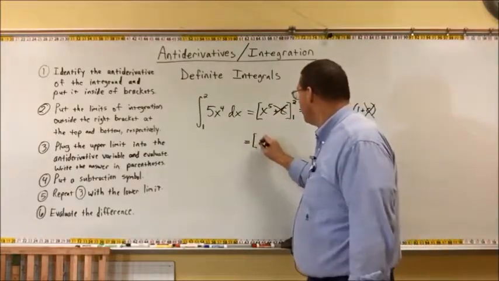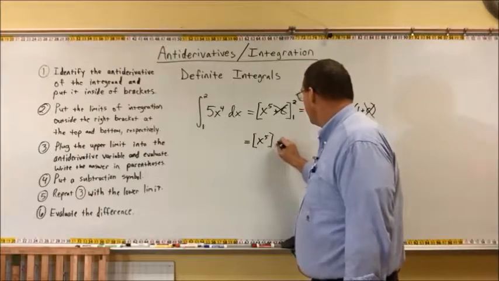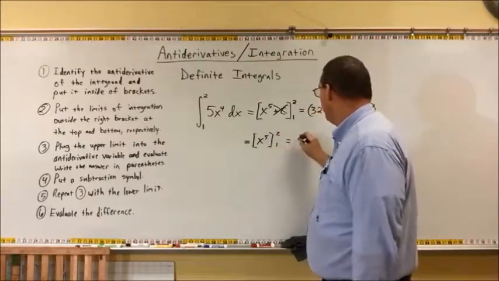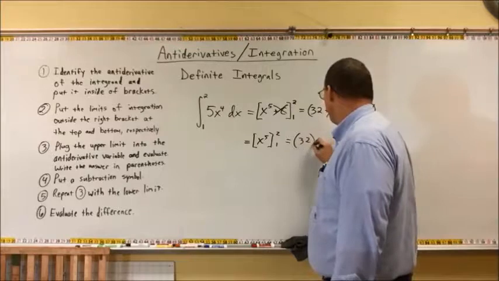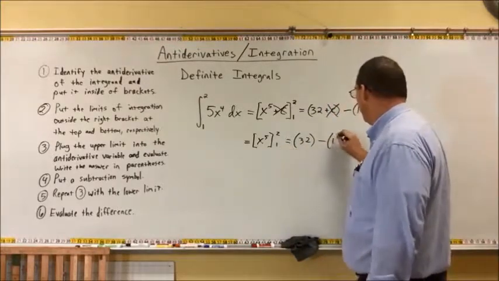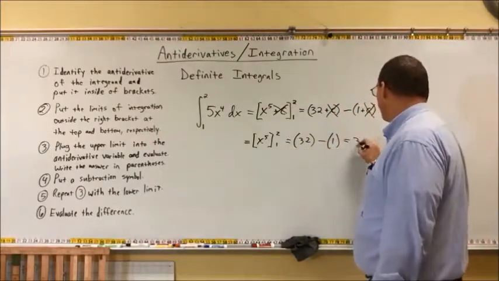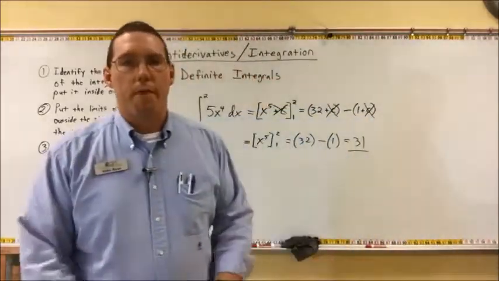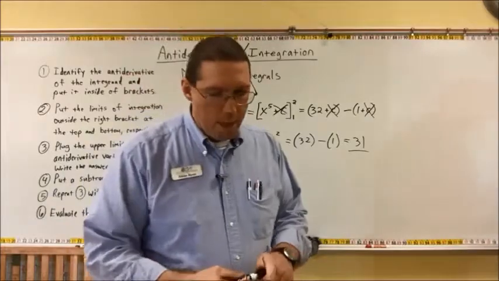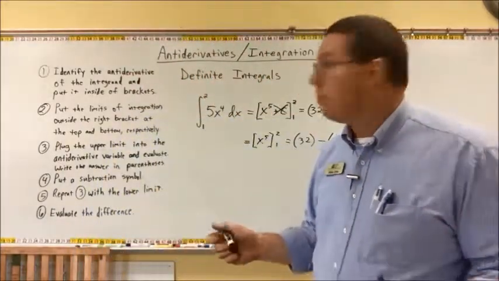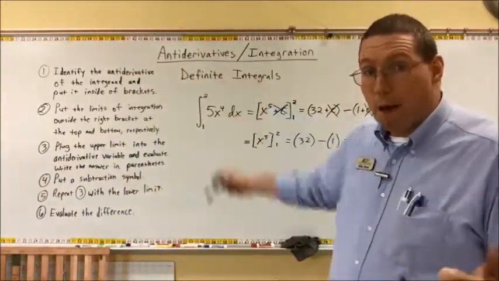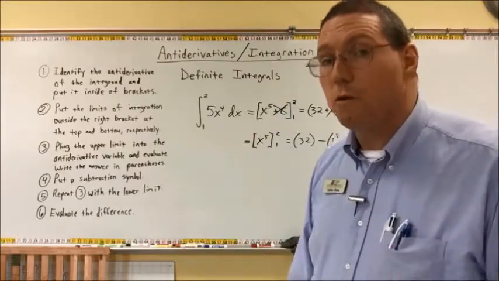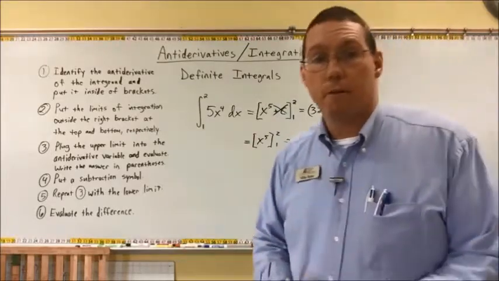We just put x to the 5th between 1 and 2, plug in the 2, and we get 32, minus, plug in the 1, and we get 1. 32 minus 1 is 31, and that is our definite integral. Okay? So, remember this as we do the next few problems. Remember that we're not going to put the plus c in a definite integral. However, when you're doing an indefinite integral, you must remember to put the plus c.